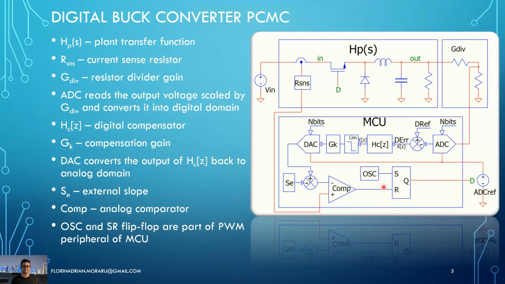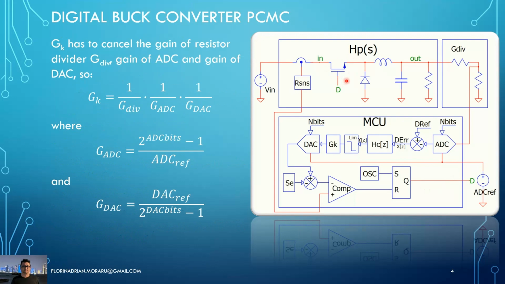So the basic operation of this peak current mode control can still be linked to an SR flip-flop, but the oscillator and the flip-flop, if you want, are just inside the PWM peripheral of the MCU. So at the output, finally we get the control signal for our MOSFET here.